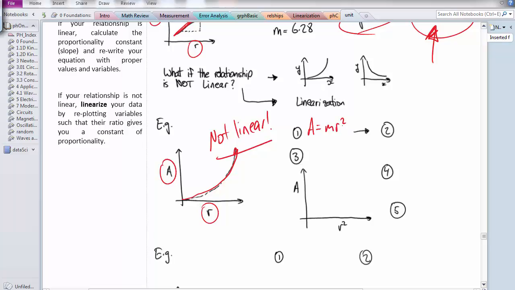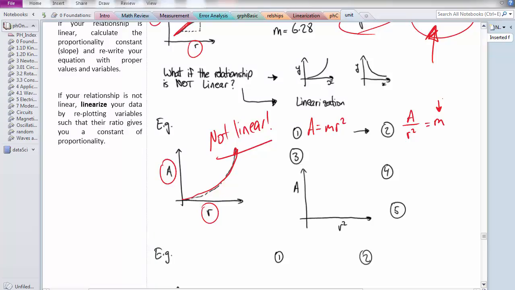The next thing is you want to get that constant of proportionality, meaning what two things will give us a constant value? If we rearrange this such that a is on top and r squared is on bottom, that will be equal to our slope value, which is that proportionality constant between a and r squared. Not a and r, but a and r squared.